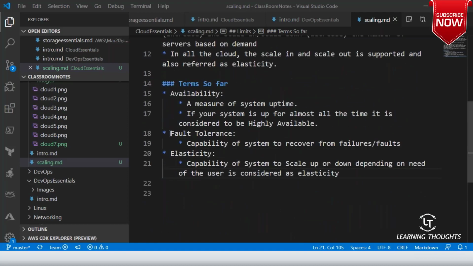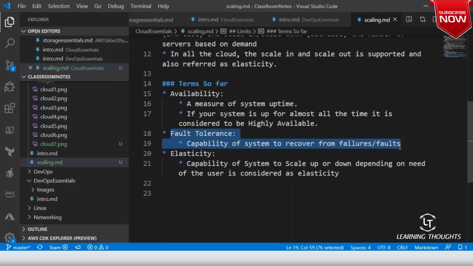So yesterday when I said that when the database fails I have a secondary database, what was I trying to do? I was trying to make my system fault tolerant. Why fault tolerant? So that I can increase the availability of my system. Are we clear on this now? Fault tolerance and availability go hand in hand.